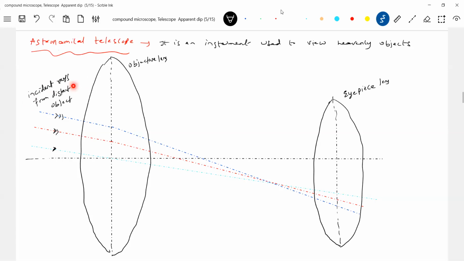Let me take a good example. The distant object is, say, the moon. We are viewing the moon. So what happens to the rays? As they are coming from infinity, where should they converge? They should converge at the focal length.